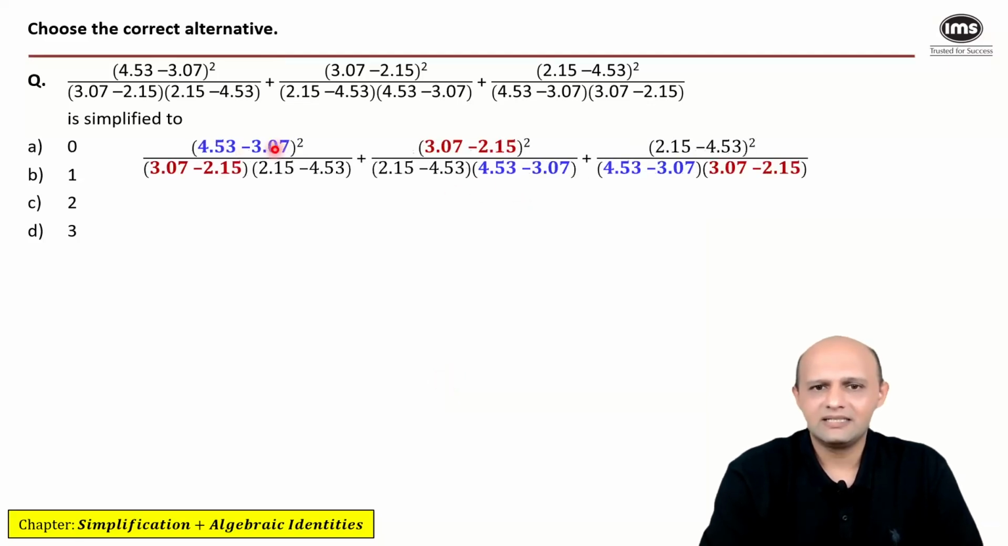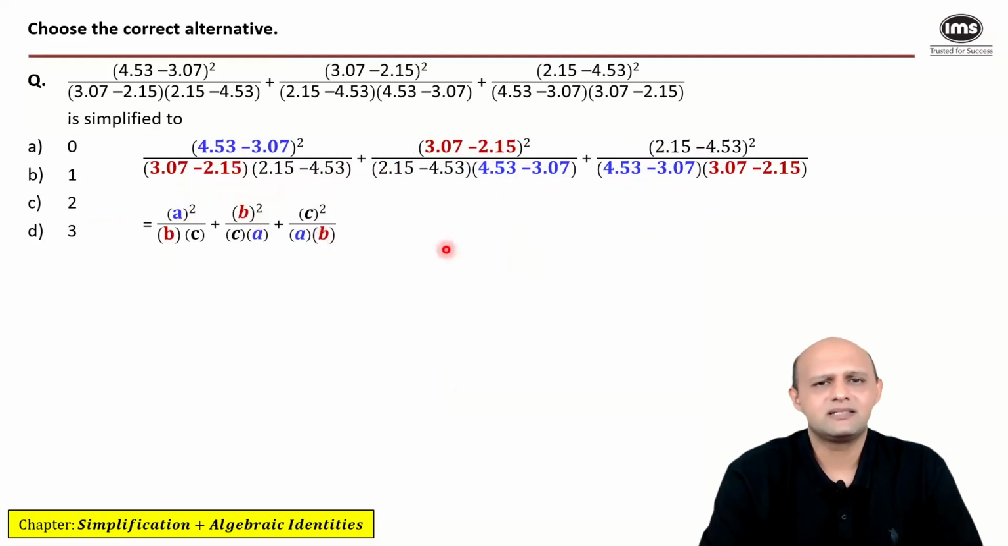If you look at the question this way, these terms: 4.5 minus 3, 4.5 minus 3, 4.5 minus 3, 3 minus 2, 2 minus 4.5, 2 minus 4.5. If you look at them in tandem, how would that appear? If you call this A, this is B, and this is C, this expression would be A square by BC plus B square by AC plus C square by AB. Such questions have been frequently tested in JIPMAT in the past. You could check that from the past year solutions available on our YouTube channel.